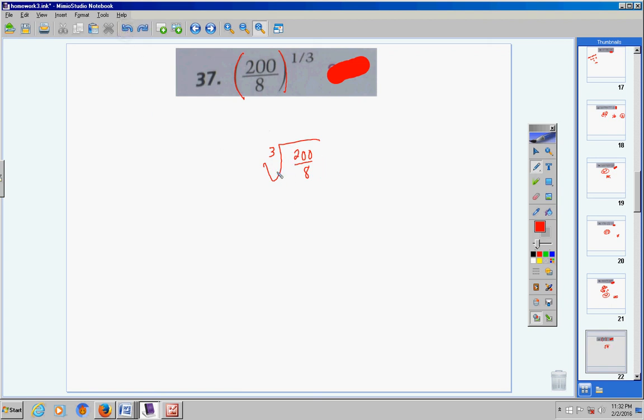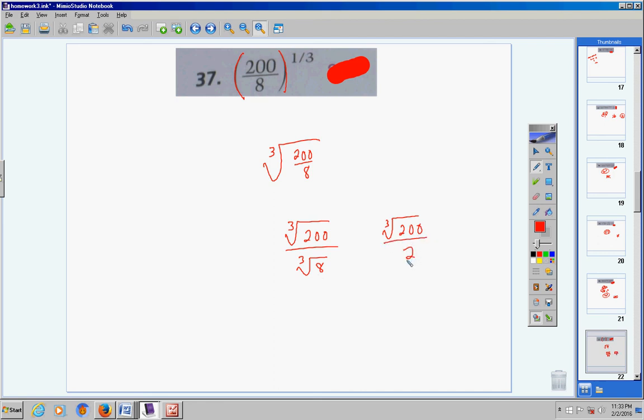Now the cube root of 200 over 8 is the same thing as the cube root of 200 over the cube root of 8. Do you see what I've done there? This entire fraction is to the 1/3 power, and of course 1/3 power means cubed root. Now, the cube root of a fraction, you can split that up into the cube root of two different numbers. So I have the cube root of 200 over the cube root of 8. I do not know the cube root of 200, but I do know the cube root of 8 is 2.